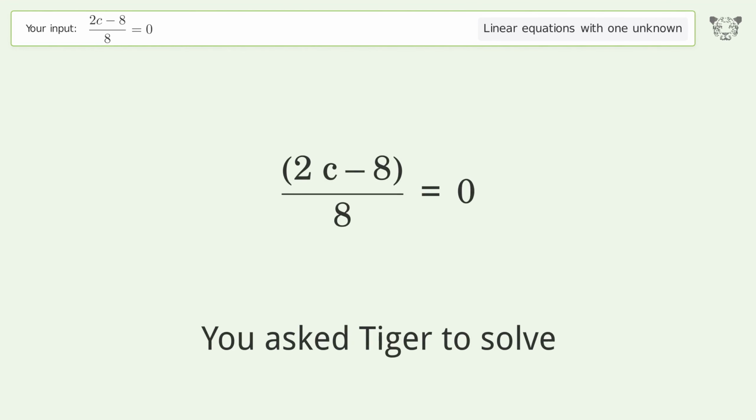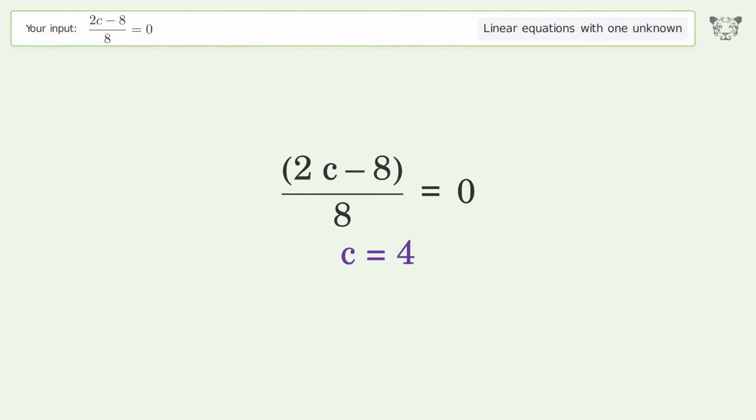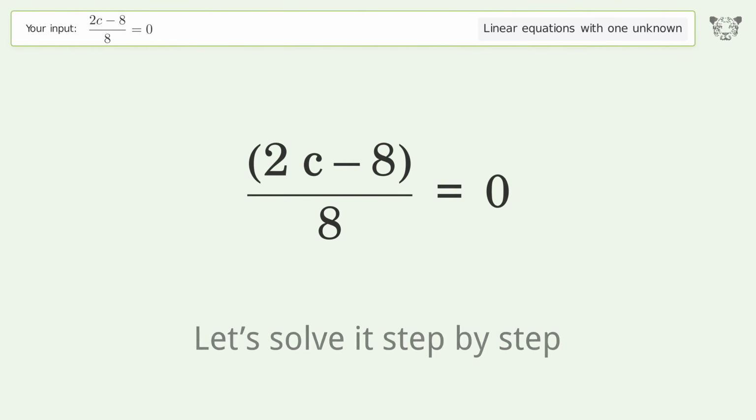You ask Tiger to solve this. This deals with linear equations with one unknown. The final result is c equals 4. Let's solve it step by step.